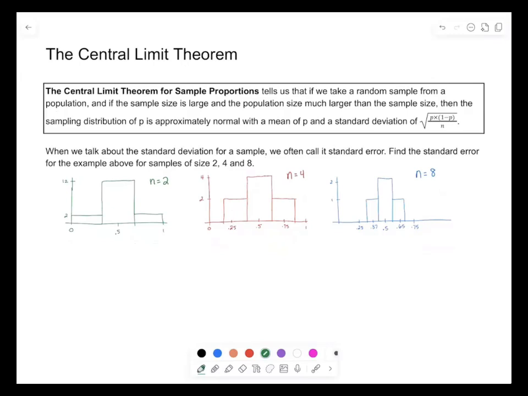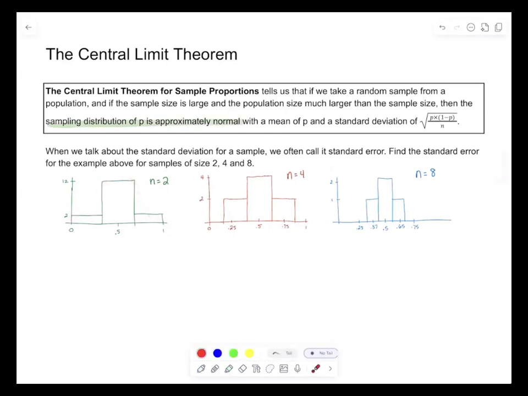So what's happening here is something called the central limit theorem. The central limit theorem tells us that if we take a random sample from the population, if the sample size is large enough and the population size is larger than the sample size, then what we get is, and I'm going to highlight this part because it's important, the sampling distribution of P is approximately normal. And aren't we seeing that below, right?